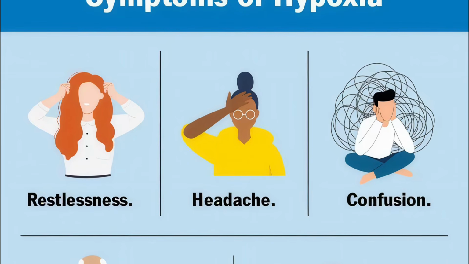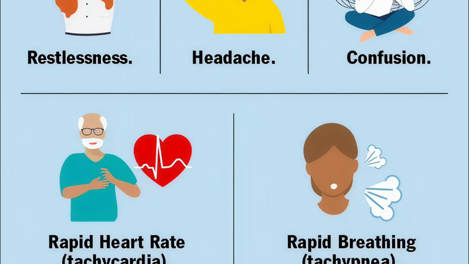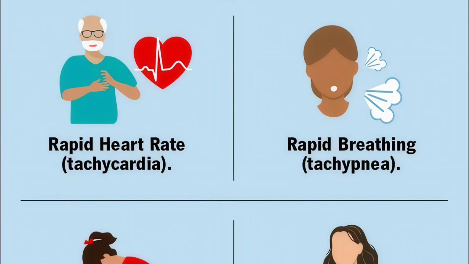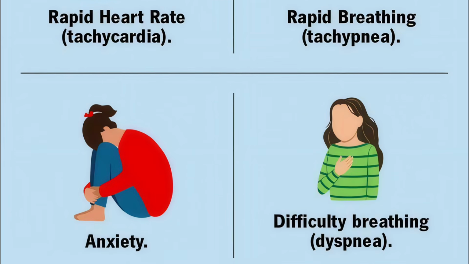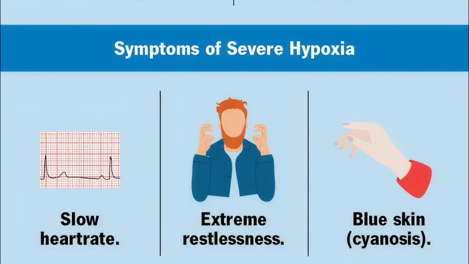Early signs of hypoxia, or lack of oxygen, include restlessness, anxiety, and a fast heart rate. Late signs include altered mental status, confusion, and a slow heart rate, which is especially bad in children.